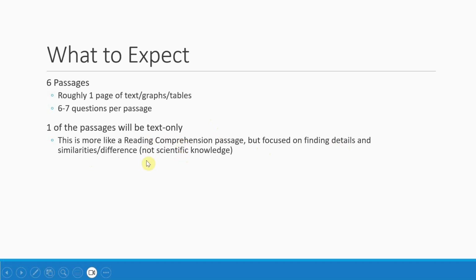It's really, again, just like any of the others, not testing your scientific knowledge. There might be a couple questions in the entire science section testing that. So it's really not that big a deal. You want to focus on these graphs and tables, or in the case of this text only, the details and the similarities and differences. Overall, you're going to have 35 minutes to answer 40 questions.